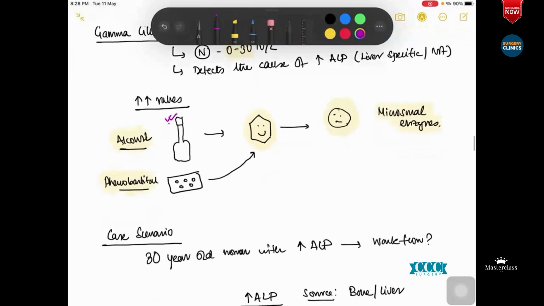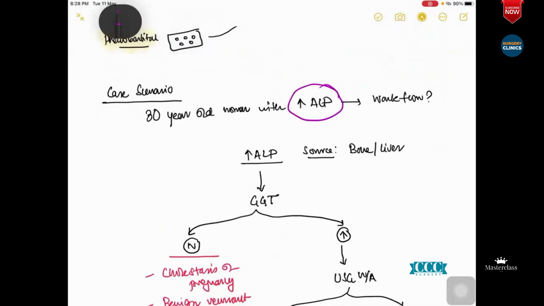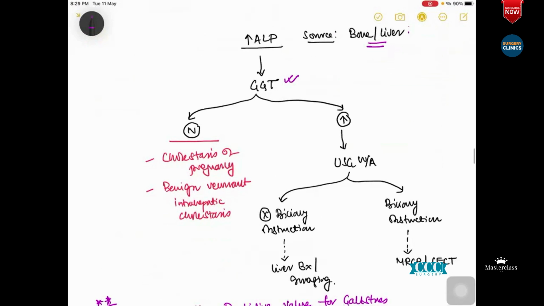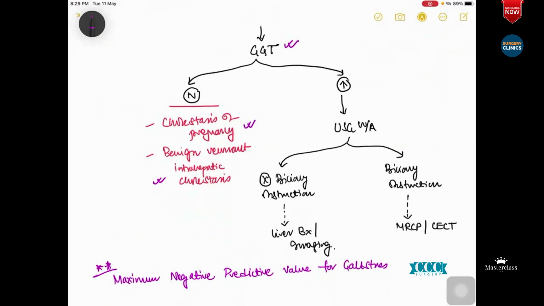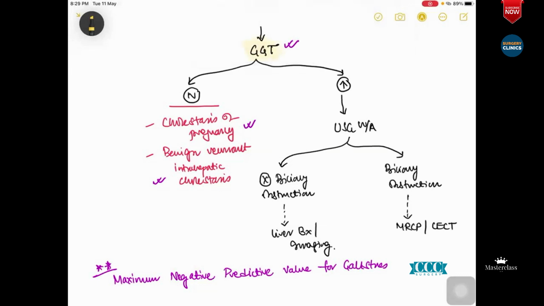So you have a patient with raised alkaline phosphatase. How will you take this patient up? What is the algorithm? You have to find out whether this is from the bone or from the liver. So do your GGT. If it's normal, the patient can have cholestasis of pregnancy or an intrahepatic cholestasis due to some other benign cause. Now, if the patient has a raised GGT, do an ultrasound of the whole abdomen, and you see if there is a biliary obstruction.